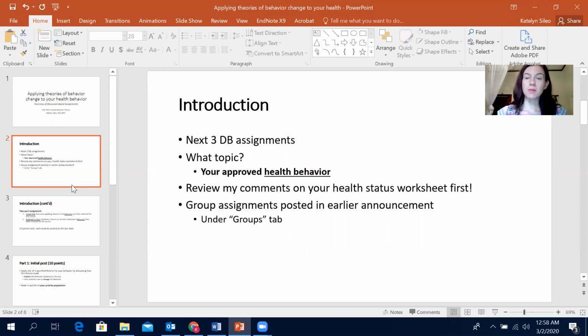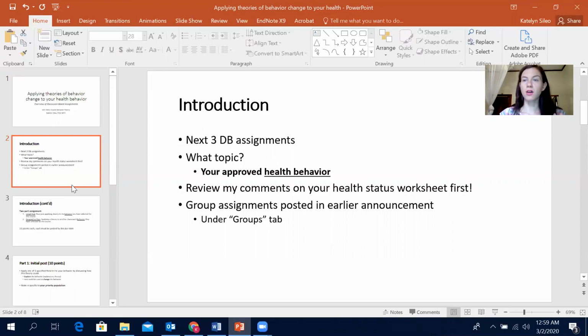If you haven't reviewed my comments within your health status worksheet, it will be important to do that, because there were a number of you that didn't use the health behavior that was approved or seemed to misunderstand what is the health behavior versus the health status. It's important that you use the same health behavior throughout because all of this builds into your final paper. If you're using something different each time, at the end of the semester you're not going to be able to just take the work you've been doing and revise it and build on it for your final paper. You'll be starting from scratch. So if you have questions about that, email me.